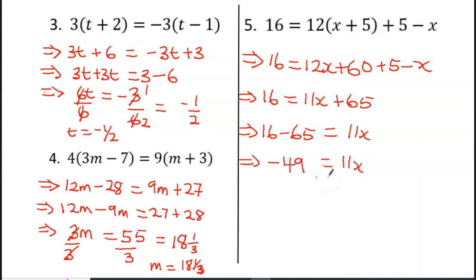So we want to find x. We divide both sides by 11, cancel. x becomes minus 49 over 11. 11 goes into 49 4 times, and then remainder 5. That is our answer. So you can check the answers with what you had.